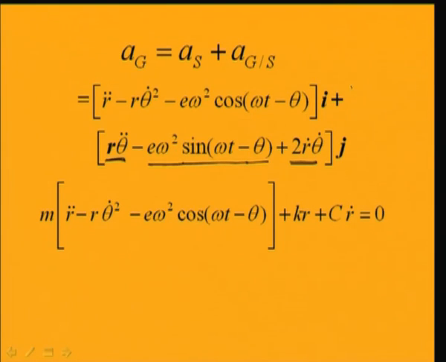So we have two components of acceleration, one in the I direction and the other in the j direction. I can write the equation of motion as follows. In this case, there are three different forces acting. One force will be the inertia force, which will be equal to mass into acceleration.